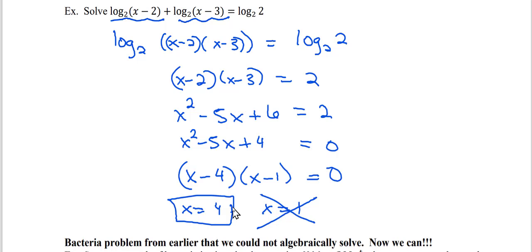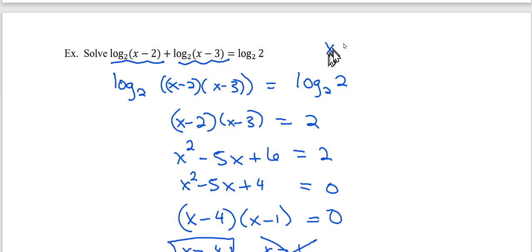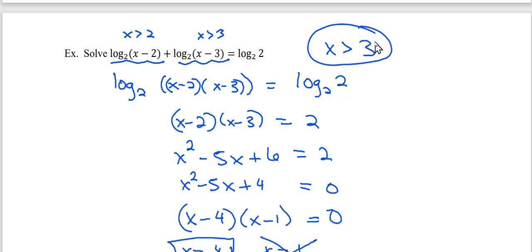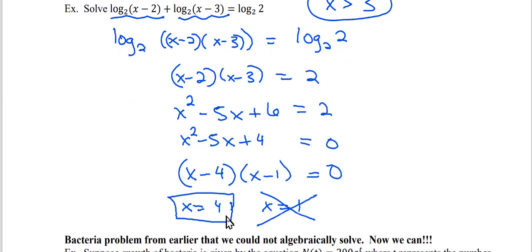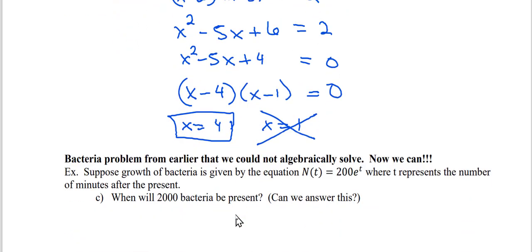I guess you could, from the beginning up here, say x has to be greater than 3, right? Because this one requires x greater than 3 and this one requires x greater than 2. The combination of those, the intersection of those, is that. So x has to be greater than 3. And so the only solution that fits in that is this guy. x equals 4 is our only solution to that.